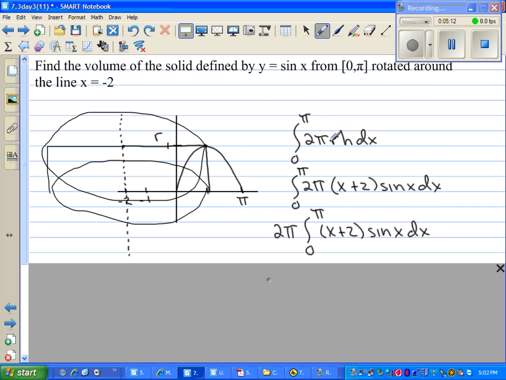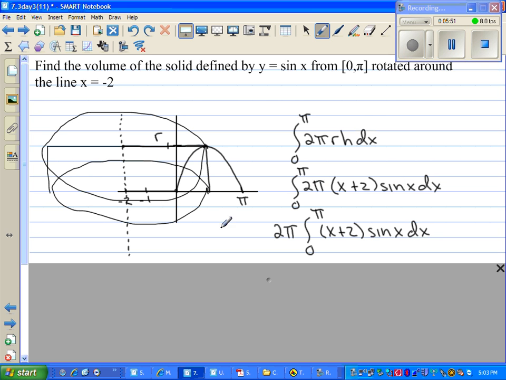And once again, the area of the cylinder is 2 pi RH. R is, in this case, not just the arbitrary x value that we have, because that would just be from 0 to x. We have an additional 2 off to the left. So the radius of this cylinder is 2 plus whatever the x value is that we happen to be on at the time that we're finding the area of the cylinder. So we have x plus 2 as the radius, and the height of the cylinder is the function value. Once again, in this case, it's sine x.